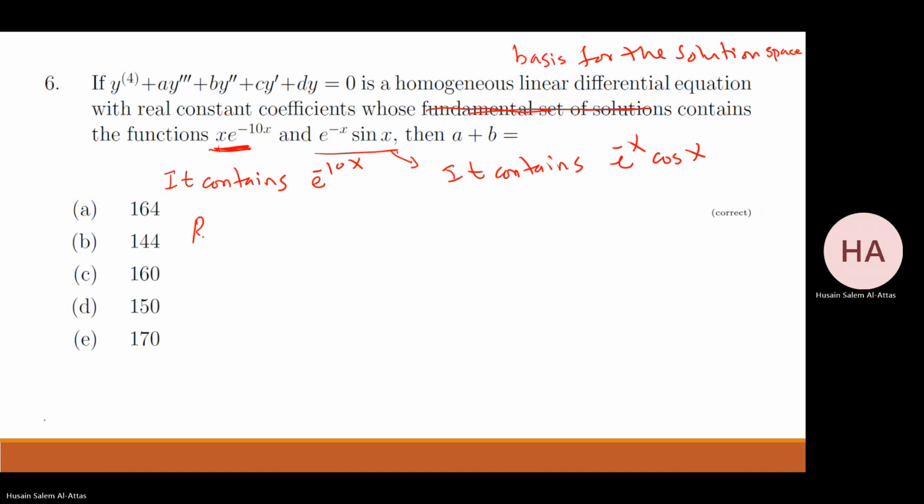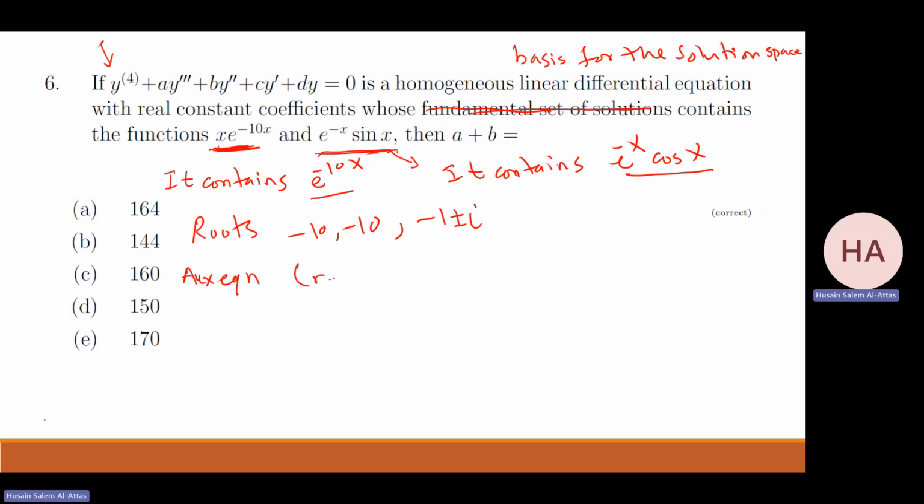So the roots are what? I have this and this. I have minus 10 repeated. Actually, from here, that will give me minus 10 repeated. Here I have the non-real, which is minus 1 plus or minus i. Actually, I need 4 roots because it's a fourth order differential equation. So this is the fourth root. I can get the auxiliary equation to be what? r plus 10, r plus 10, and this one, r minus minus 1 plus i, r minus minus 1 minus i.